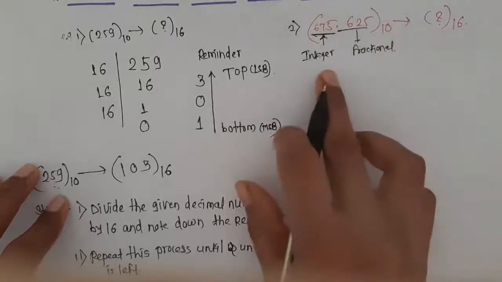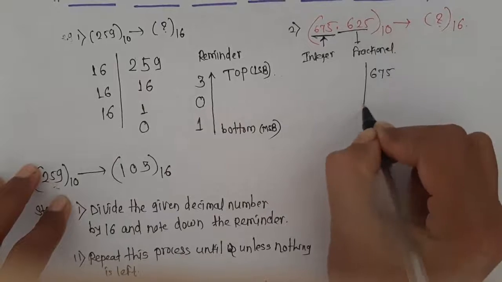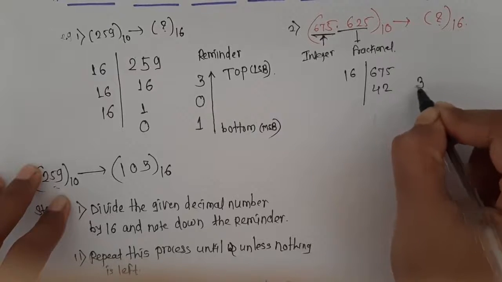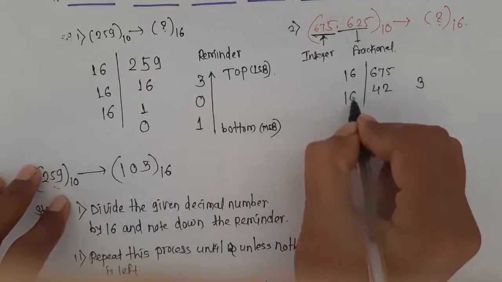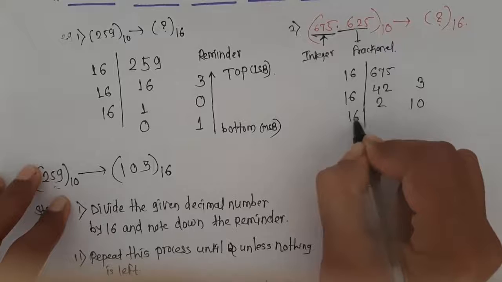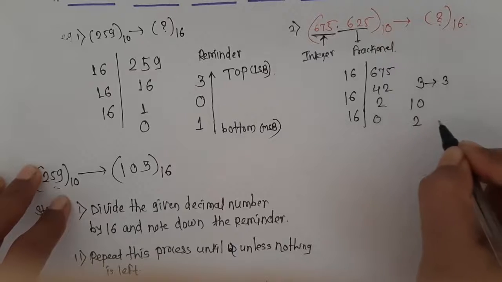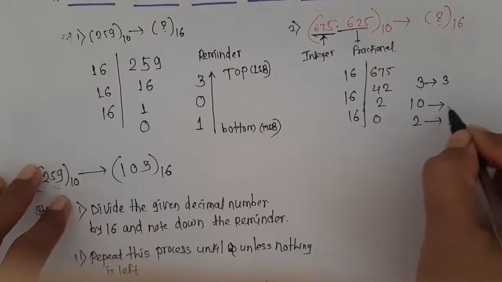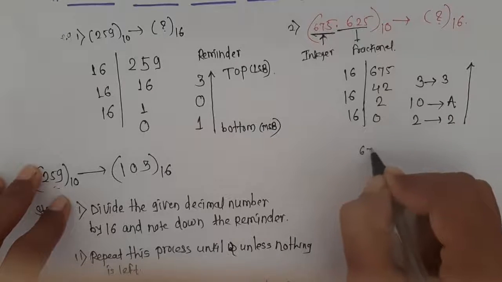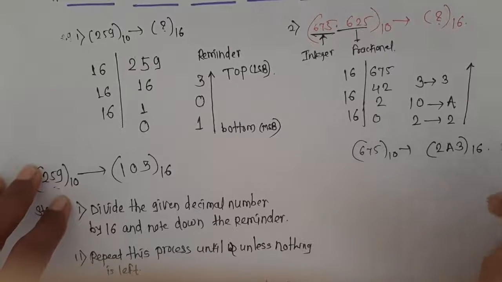So do the same process as we have seen for the integer part. Take the integer part and divide it by 16. 16 4s are 64, 16 4 2, after that we get remainder 3. After that 16 2s are 32, remainder 10, and 16 0s, remainder 2. We have seen that in hexadecimal 3 is written as 3, 2 is written as 2, but 10 is represented by the character A. So what will be our answer? That is, 675 is converted into 2A3 to the base 16.